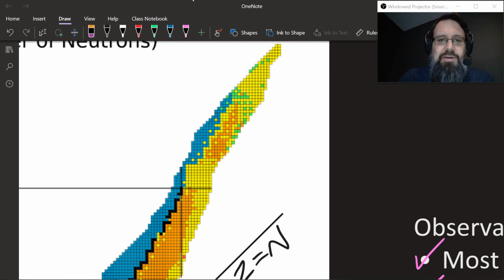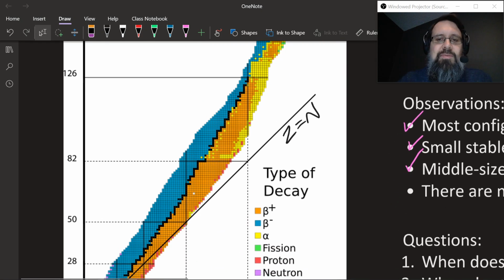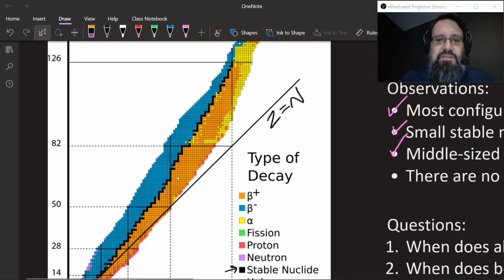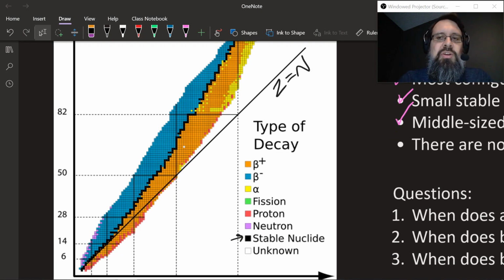Now let's look at these colors. So these colors tell you what type of radioactive decay is going to occur. The orange and the blue colors, those are called beta decays. There's two types of beta decays, a positive and a negative. We'll talk about both. The yellow are called alpha decays. Green is spontaneous fission, which means the nucleus just falls apart. Then there's some proton emission, there's neutron emission, and then there's stable and then unknown.